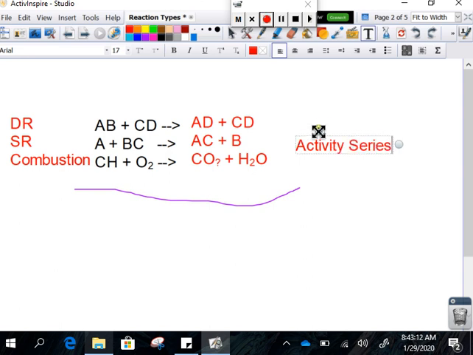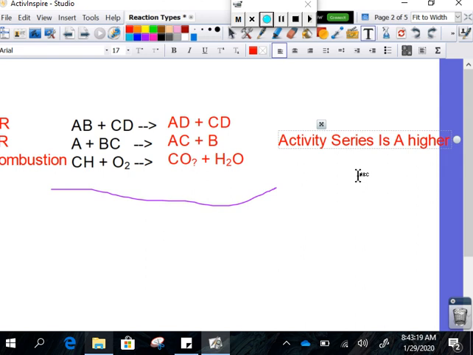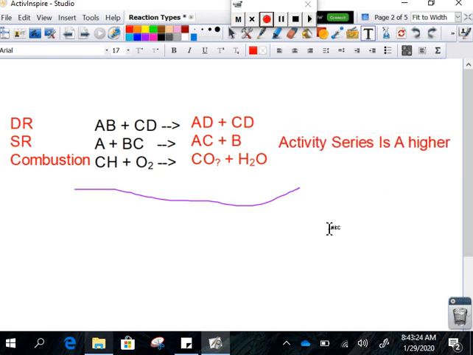And when we check the activity series, we're going to look and see, is A higher? So if A is higher than B or C on their list, it takes the place of that element. So like potassium is pretty high on the list, and it could replace copper. So if potassium was A and copper was B, it would replace B, and then the potassium would be bonded to whatever the heck that other element was.